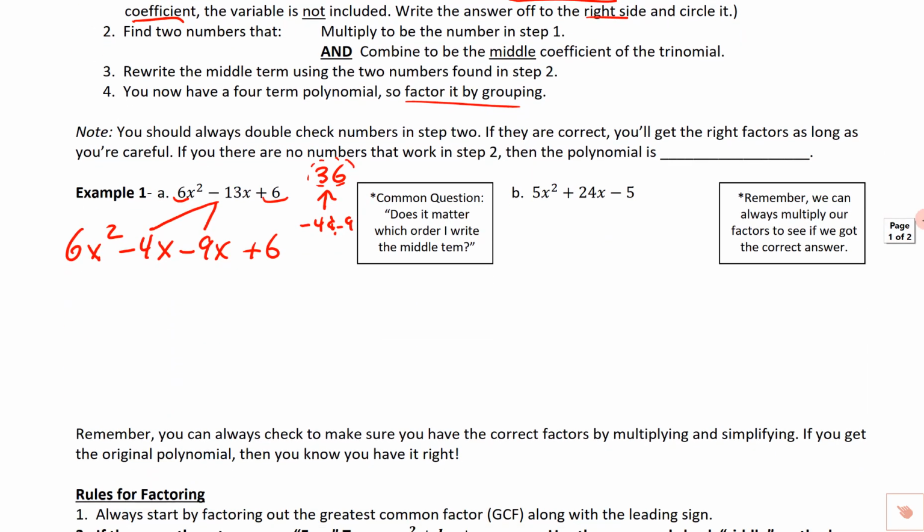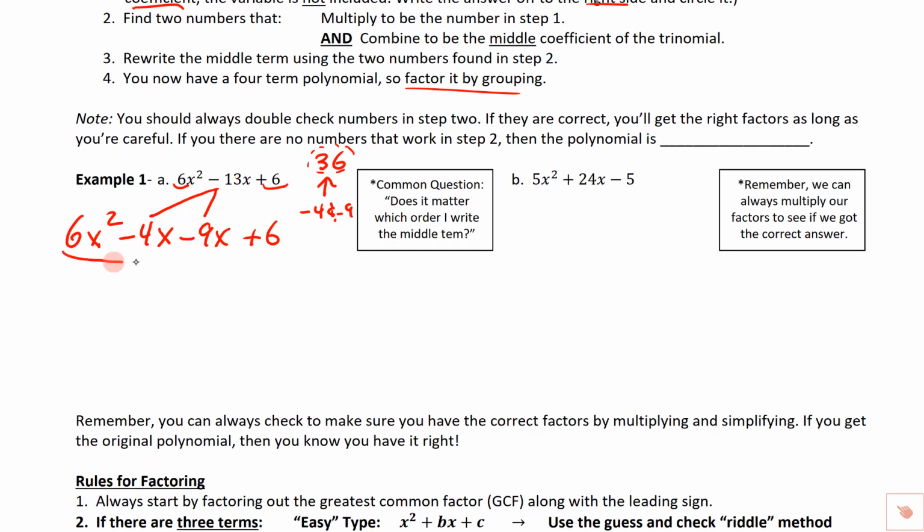So a couple of sections ago we did this. So we're going to group the first two together and then the last two together. So what can I take out of a 6x squared and a minus 4x? Well, I can take out a 2 and I can take out an x. So what I'm left with is a 3 from the 6 and 1x from that x squared. I took out a 2 out of a negative 4, so that's a negative 2, and I took out the x, so there's nothing else left there.